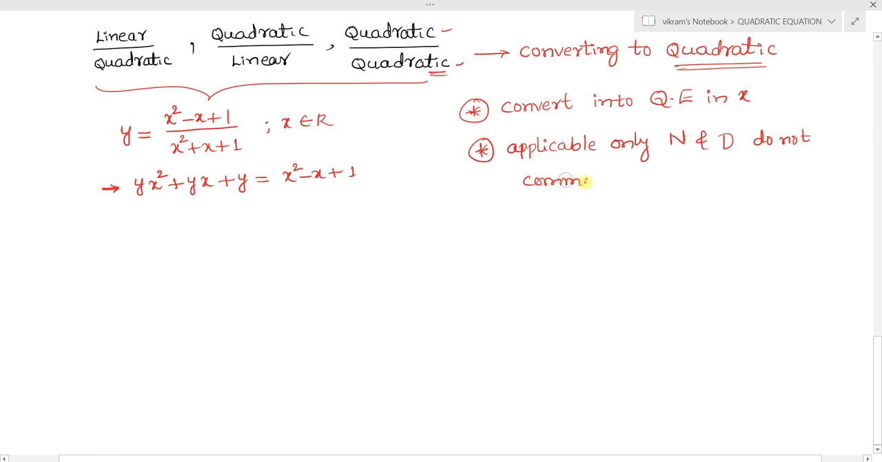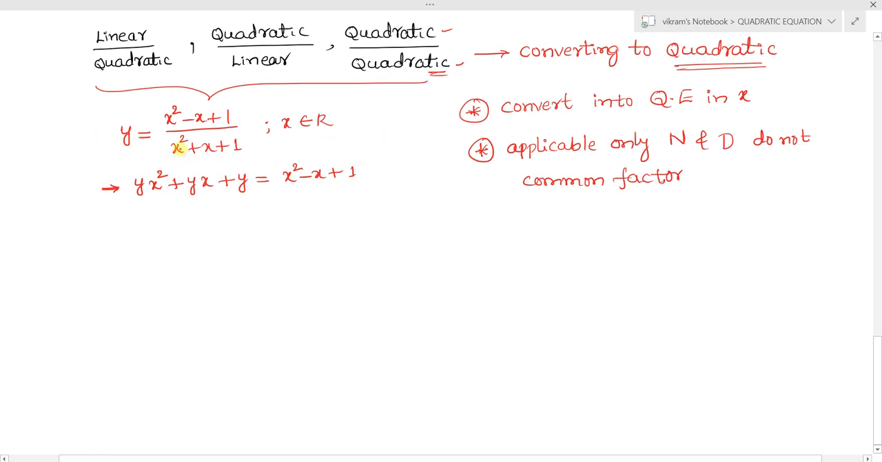Do not have common factor. Now in this function, the numerator is x square minus x plus 1 and the denominator is x square plus x plus 1. These cannot have common factors.